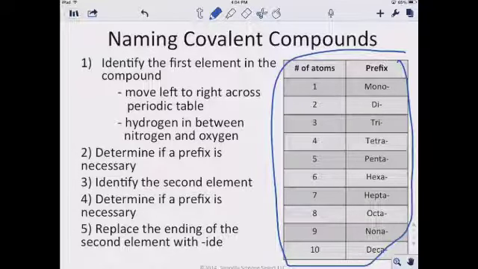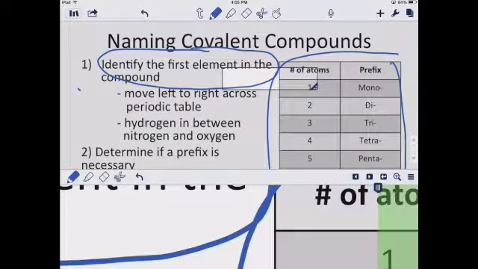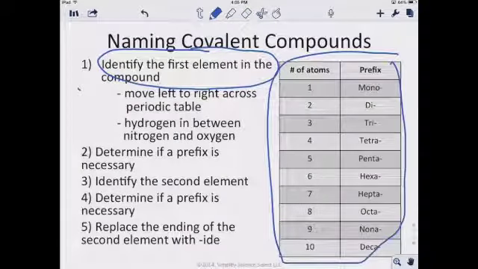The way we name covalent compounds is we identify the first element in the compound, moving left to right across the periodic table. Hydrogen goes in between nitrogen and oxygen. So when we're looking at this, we determine the prefix that is necessary. We identify the second element. Starting from the left and going right, whatever we hit first is our first element. We put hydrogen in between nitrogen and oxygen where it goes on the compound.